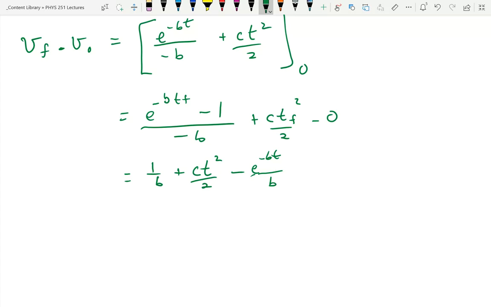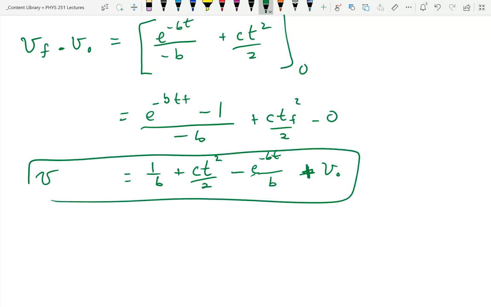Now I've dropped off the final. And so there we have v as a function of v0. Let's add v0 to both sides. So v is a function of time. So there I have speed as a function of time.